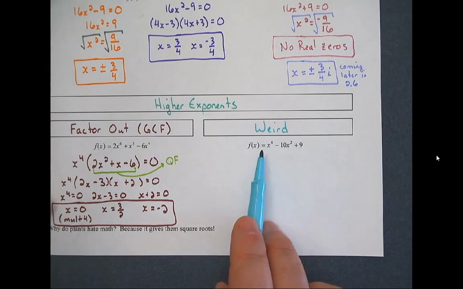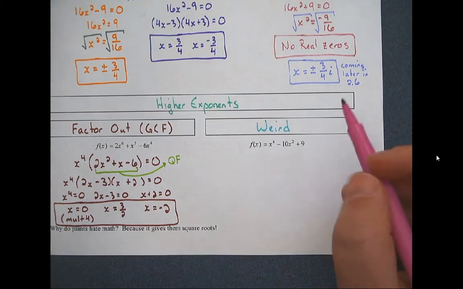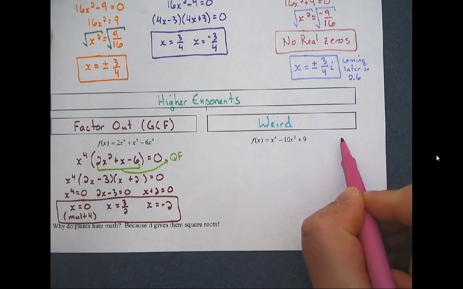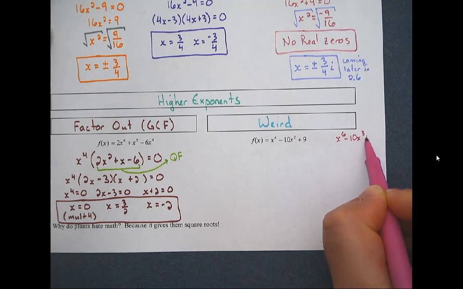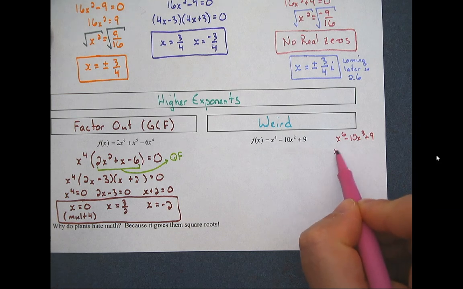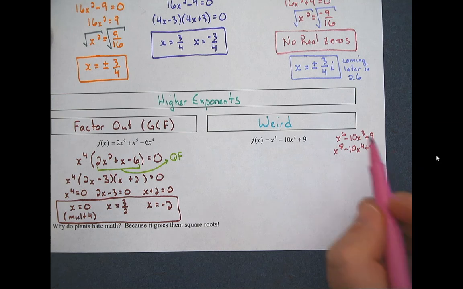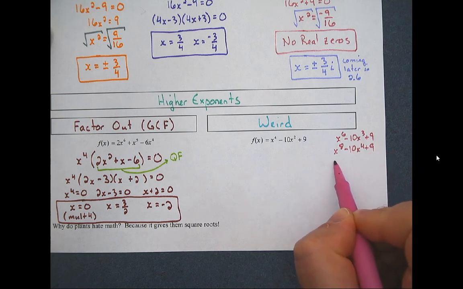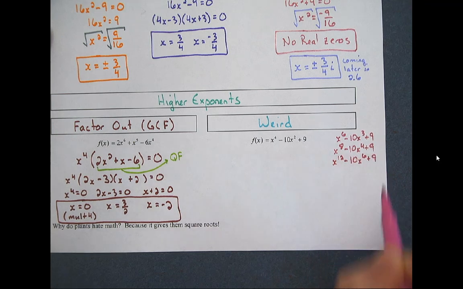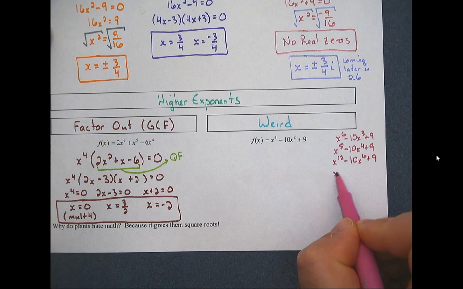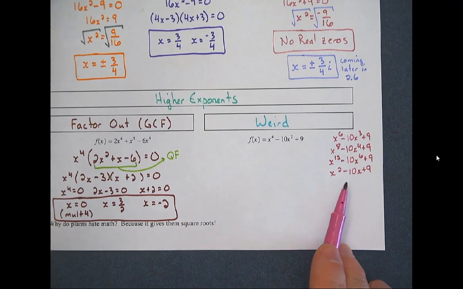Weird, all the ones we see are going to be 4 and 2, but they could be all sorts of different ones. They could be x to the sixth minus 10x to the third plus 9. That's another weird. x to the eighth minus 10x to the fourth plus 9. That's another style of weird. x to the 12th minus 10x to the sixth plus 9. That's a weird. x squared minus 10x plus 9. Now that's not the weird, but that's how we're going to treat this.